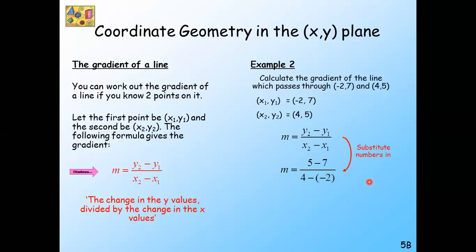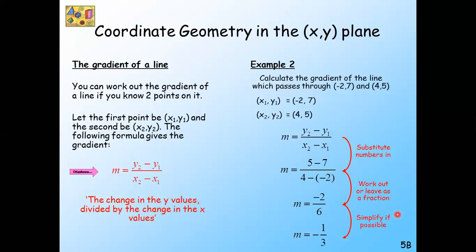Take note that this minus here is the minus in the formula, while the minus against the 2 came with the point that is minus 2. So in simplifying that, I'm going to have minus 2 over 6, and that simplifies to minus 1 over 3.